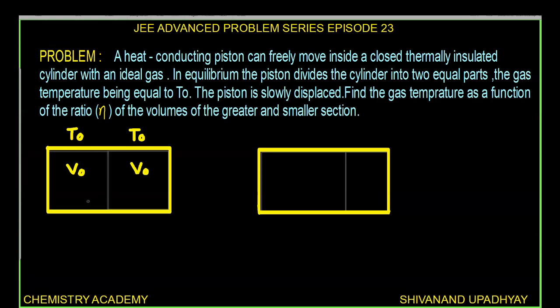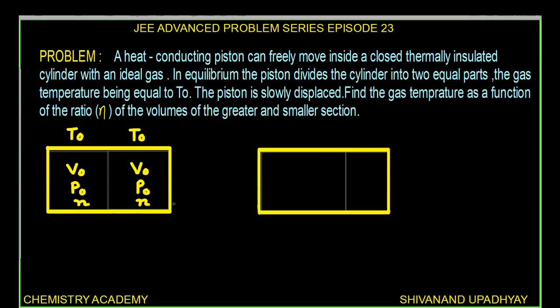The piston can freely move, and in equilibrium the pressure on the left hand side is equal to the pressure on the right hand side. So I can take the pressure on the left hand side as P naught, and on the right hand side the pressure is also P naught. If the pressure, volume and temperature on the left hand side and right hand side are equal, it means that the number of moles of the gas on the left hand side and right hand side will be the same.